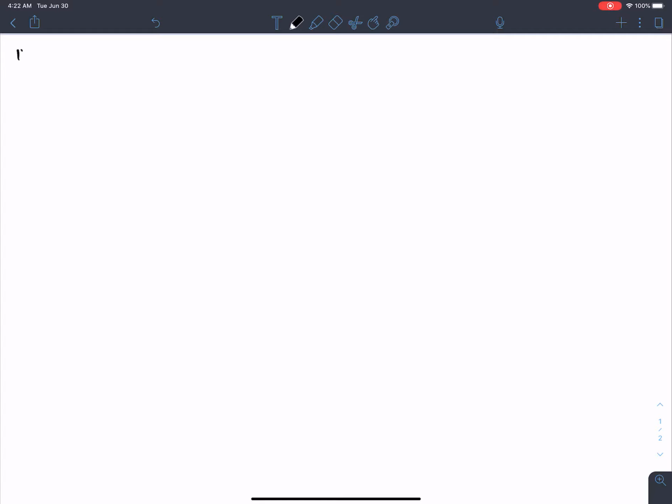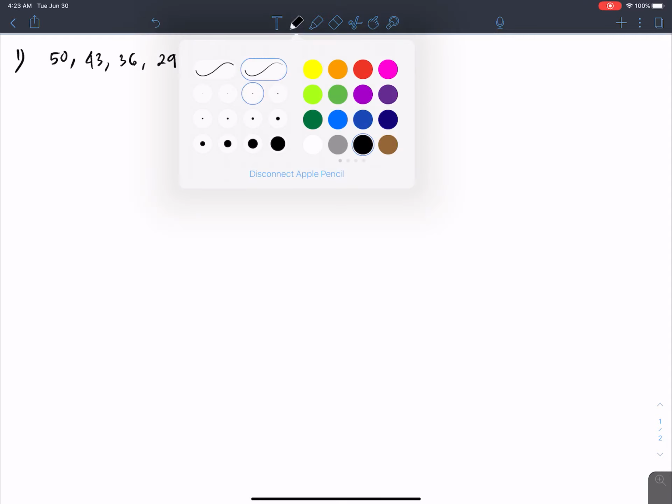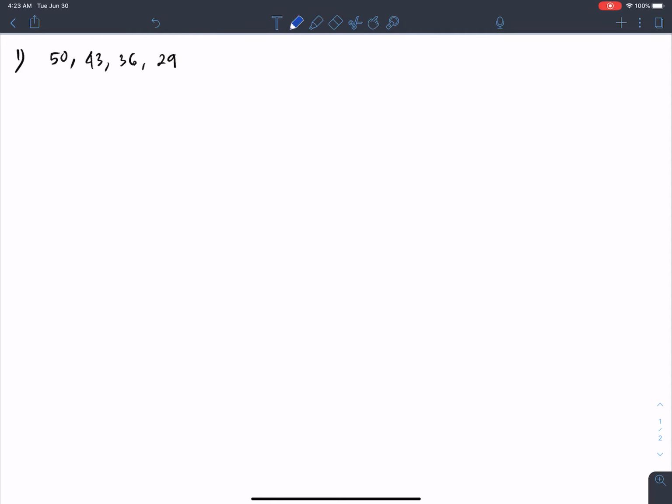So number 1, we are given a sequence 50, 43, 36, and 29. It is not mentioned whether the sequence is an arithmetic sequence or a geometric sequence. So we just need to find the formula for this particular sequence. What we need to do first, in order to proceed with the solution, is check and determine whether this is arithmetic or geometric.